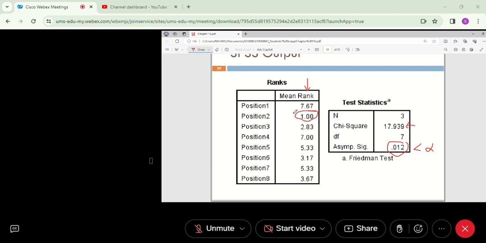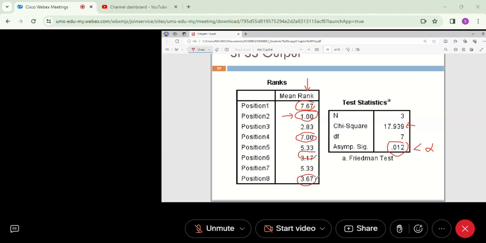That means if we put our bread at position 2, it will be very dry. Sorry, mean rank. Oh no, this is very good, okay, because it has the lowest. And then the one that is driest is this one, position 1. Okay, position 1 maybe similar to position 4. Okay, maybe the moderate ones are position 6 and position 8.